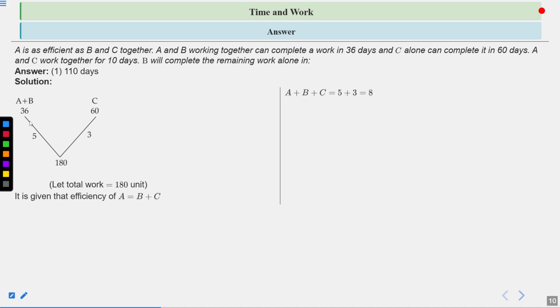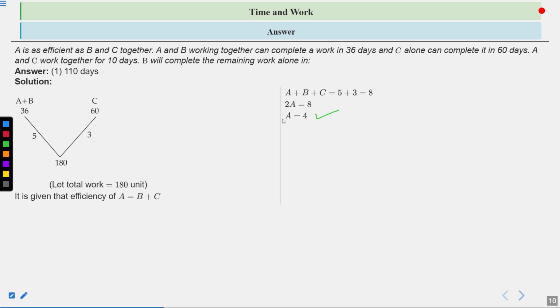So the combined efficiency of A, B and C together will become 5, the efficiency of A and B combined, plus 3, the efficiency of C. So the total becomes 8 units. Now we can say that A is equal to B and C combined, so we can put the value of A. We get 2 times A equals 8 units. Now we get the individual efficiency of A, which is 4 units.